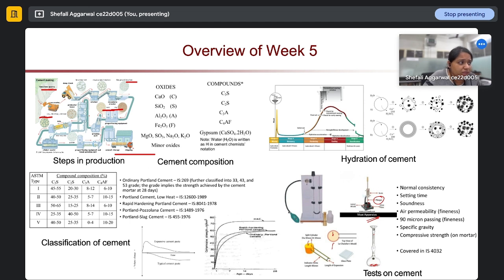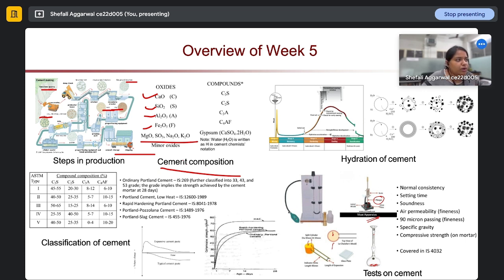If we talk about the normal cement composition, as we have seen in the previous slide, we have sources of calcium, silicon, aluminium, and iron. So mainly oxides of these four materials will be available in bulk. Other than this, we have minor oxides like magnesium oxide, sulfate, sodium, and potassium. So these are the normal oxide composition of our cement.